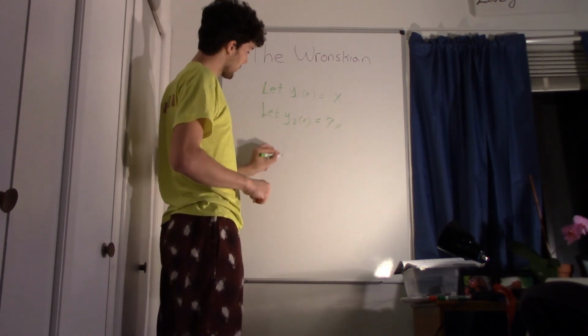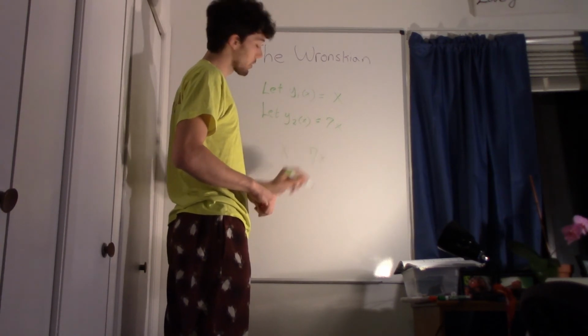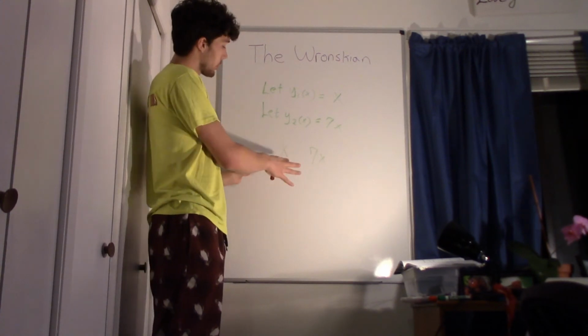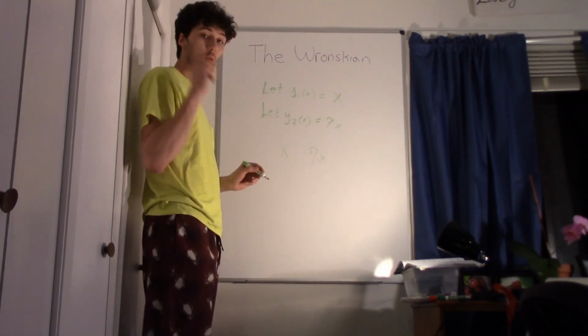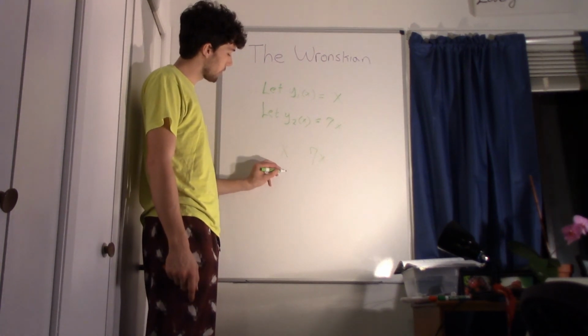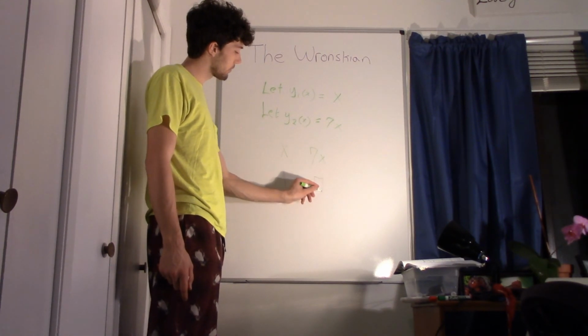So we're going to have x in the first column and 7x in the second column. So compared to the last example when we had 3 functions, this is only going to be a 2 by 2 matrix, which will be nice, which means we only have to do one derivative of each. So the derivative of x is just 1. The derivative of 7x is 7.